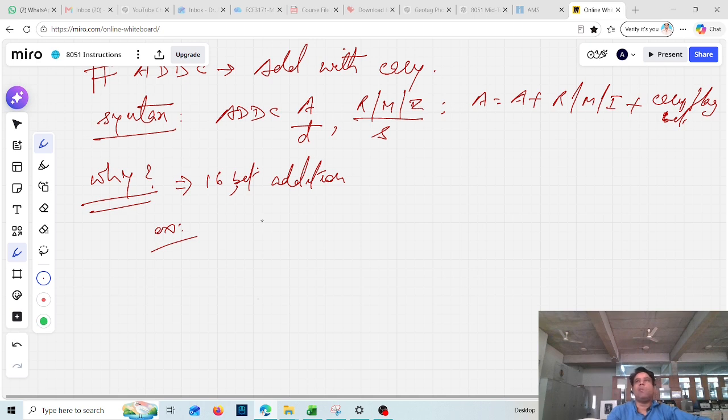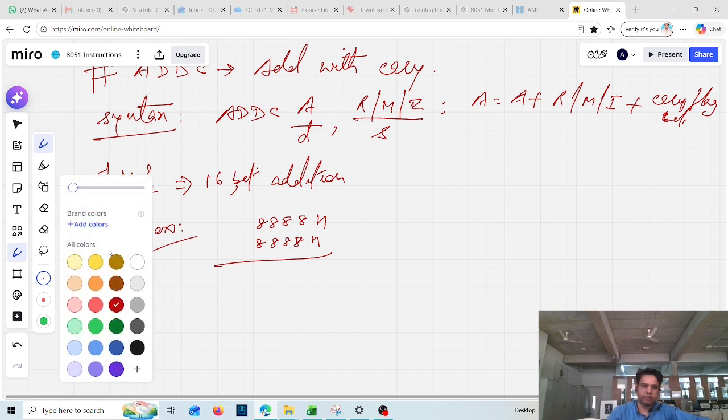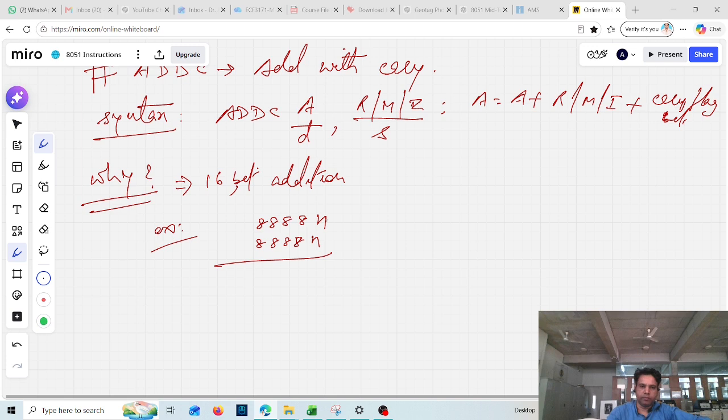Let us consider this simple example: 8888. Let's say I want to add these two numbers. To understand why we need this, suppose that you are not going to use the ADDC instruction. In that case, I'll break this 16-bit number. This is a 16-bit number, and this is also a 16-bit number.